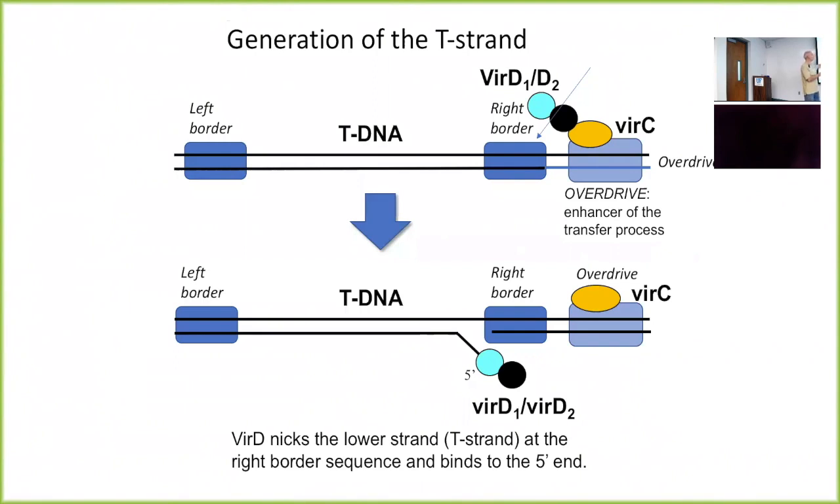In fact, this is probably pretty weak. The only reason it really binds here is because it's pretty much tethered. Replication starts and it can't go very far. It's just kind of forced to bind over here. So it binds here because VirC binds overdrive, and overdrive is located right next to right border. And that's why it gives VirD1, D2 two reasons to bind on the right border first.